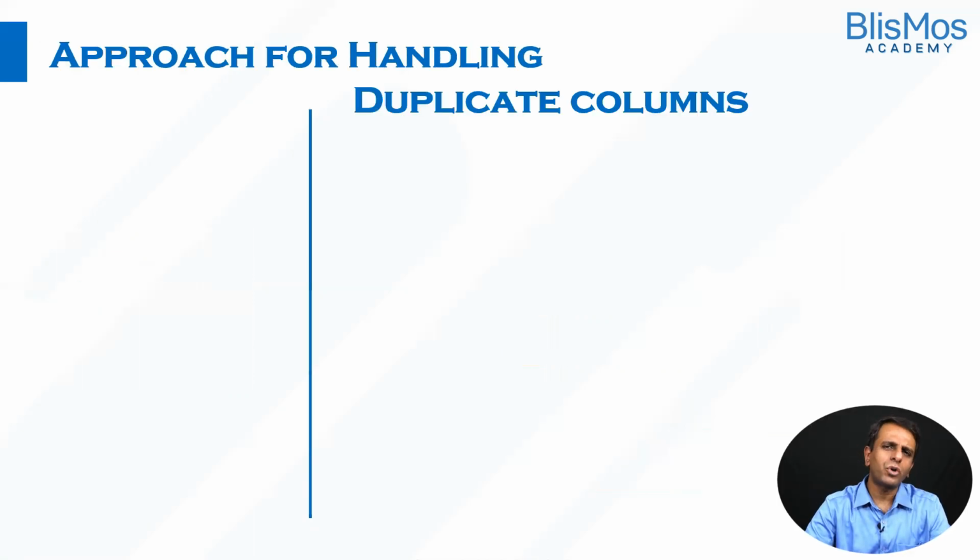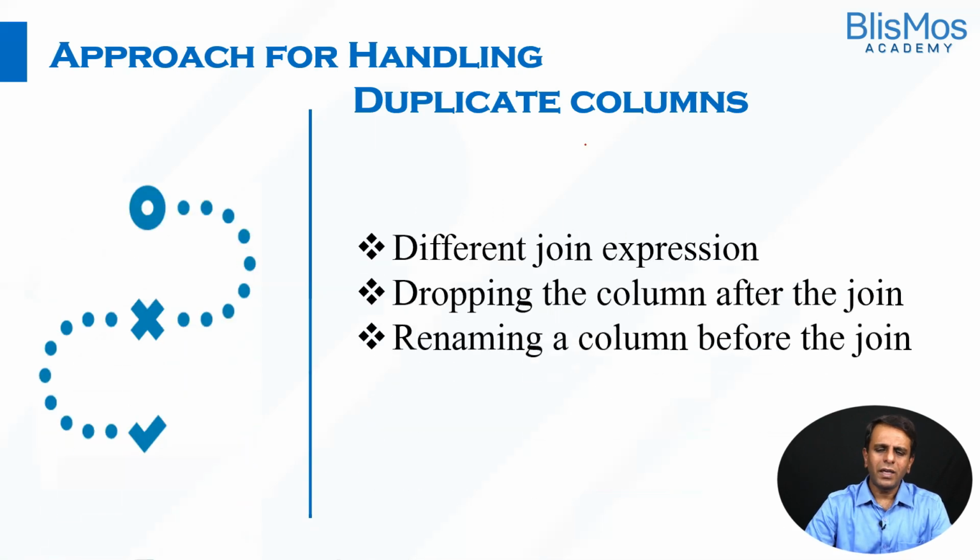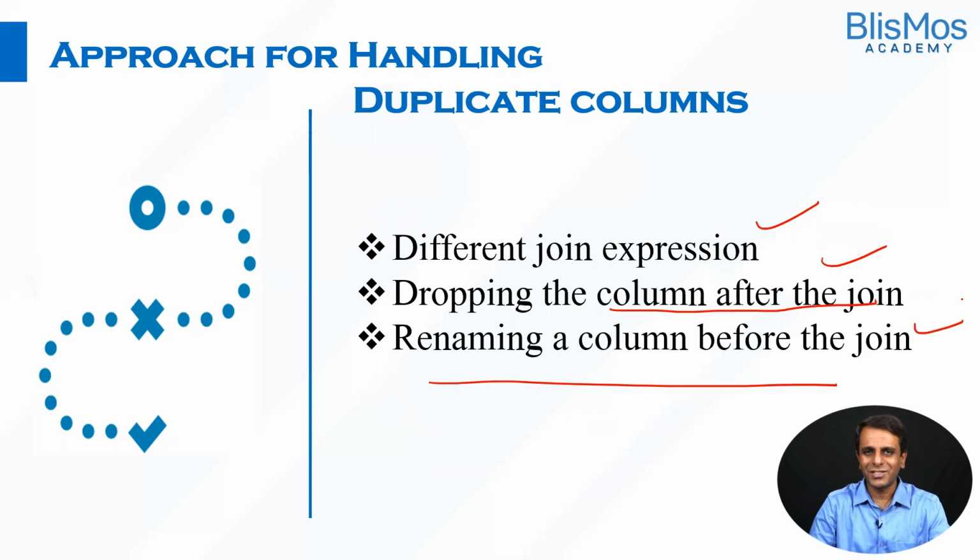How do we approach handling the duplicate columns? There are some ways which we are covering as a part of this lecture. There are many other ways you may encounter as and when you tackle them in a project. One way is to use a different join expression itself. The second way is dropping the column after the join. The third way is renaming a column before the join itself. Let us see them one by one.